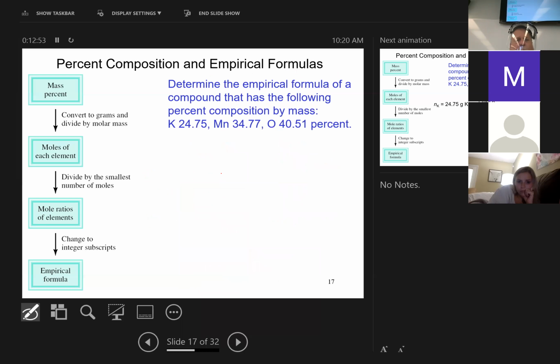Determine the empirical formula of a compound that has the following composition by mass: 24.75, 34.77, 40.51%. Okay, now, because this is the way percents are based on, and you got to have some mass associated with it, what's an obvious thing you could use for how many grams of material you're trying to convert?